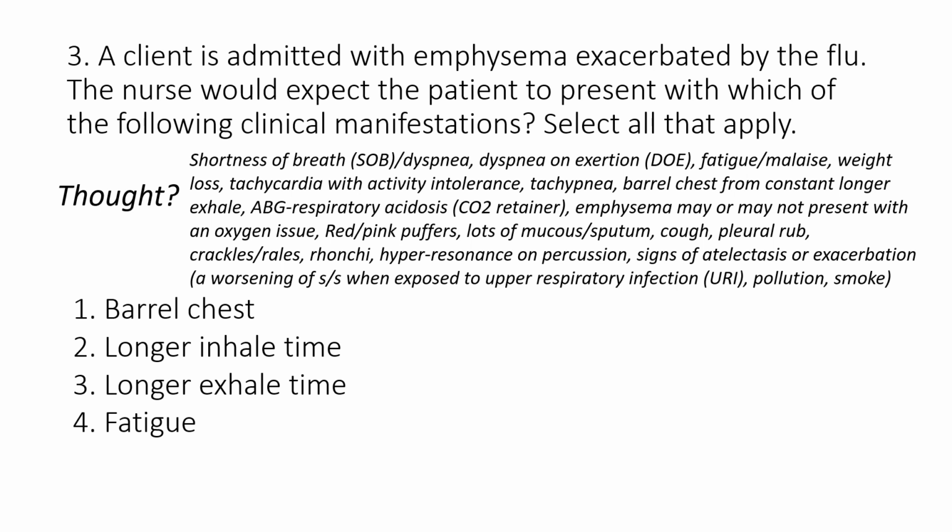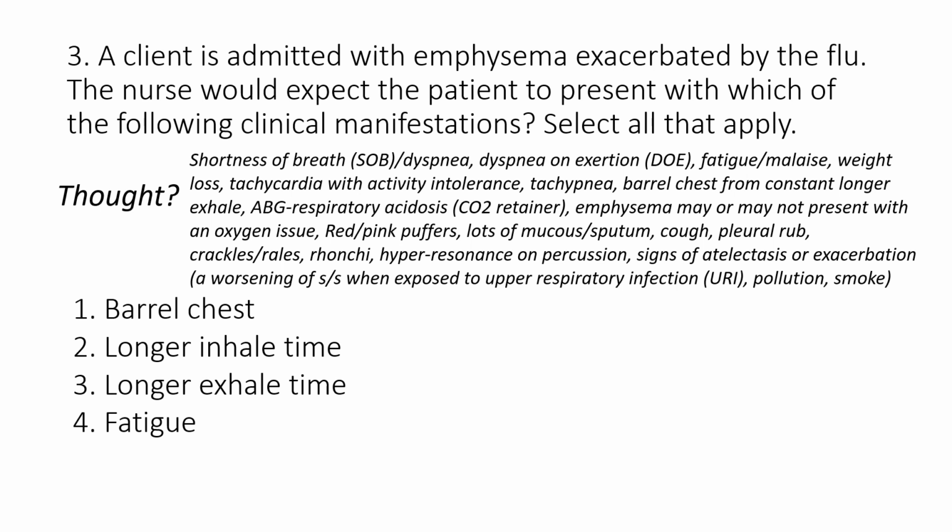Tachypnea, that fast respiratory rate. We already talked about the barrel chest. The respiratory acidosis. And because they're in a chronic respiratory acidosis state, they're always retaining that CO2. We do label them, especially in the end-stage CO2 patients, we call them CO2 retainers. The emphysema may or may not present with an oxygen issue. If you're thinking oxygen, you might be thinking about the other type of COPD, which is called chronic bronchitis.